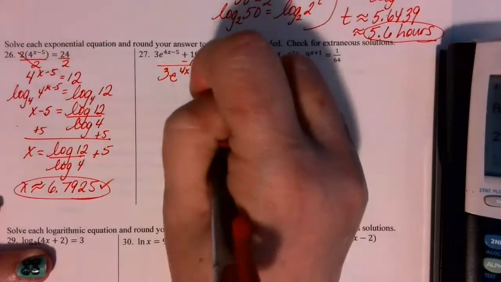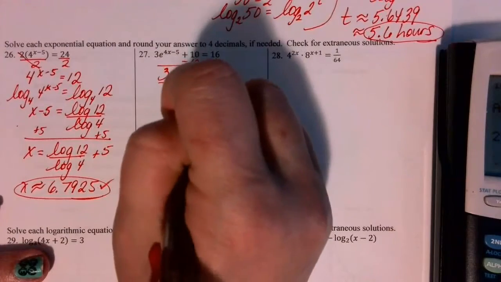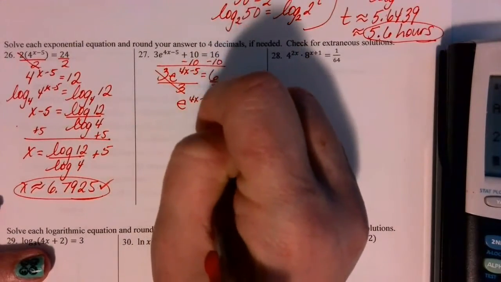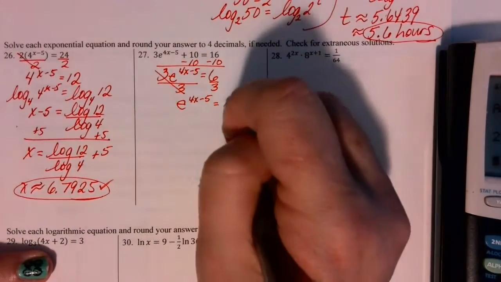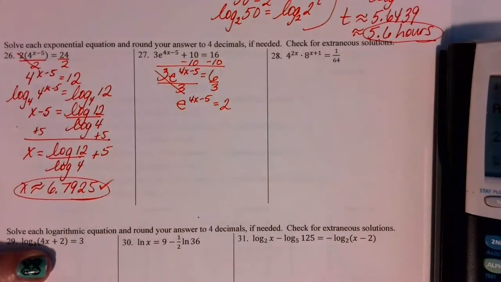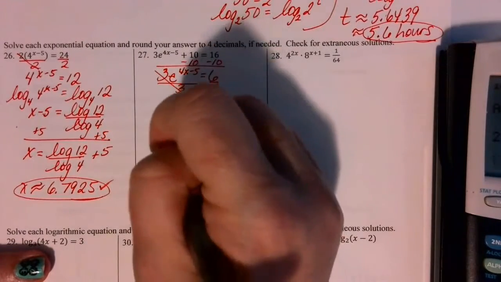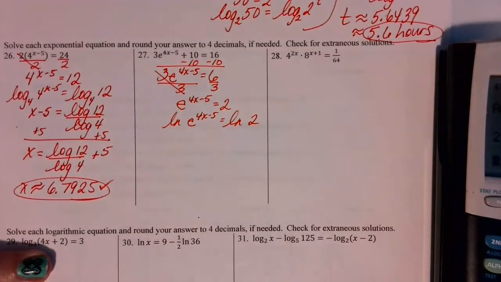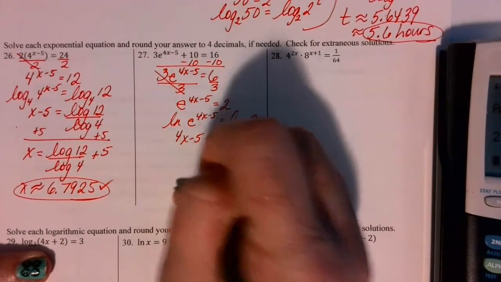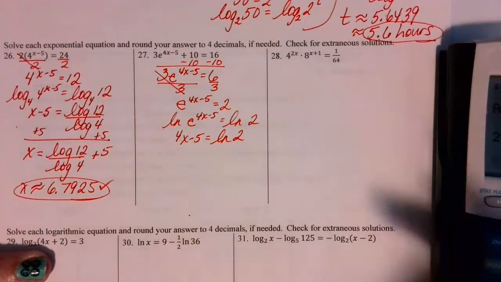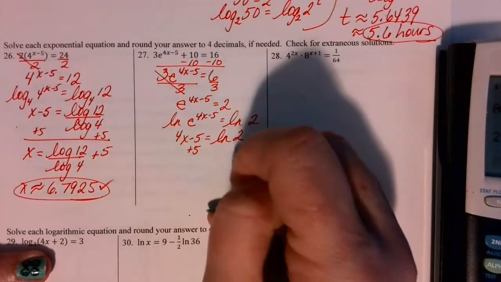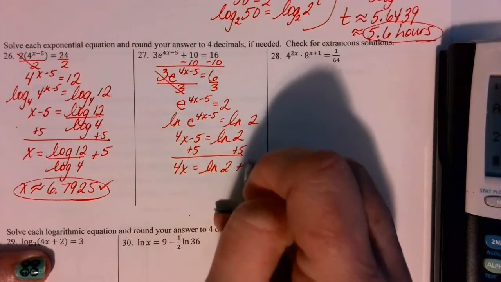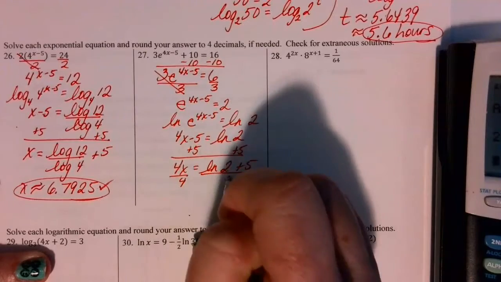Okay, then in number 27 we'll go ahead and subtract 10 from both sides, and 3e to the 4x minus 5 power is equal to 6. Then we'll divide both sides by 3, that coefficient, and e to the 4x minus 5 power is equal to 6 divided by 3, which is 2. Then to undo a base of e, we take the natural log of both sides, and then 4x minus 5 is equal to the natural log of 2. Then we can solve for x by adding 5 to both sides and dividing through by 4.